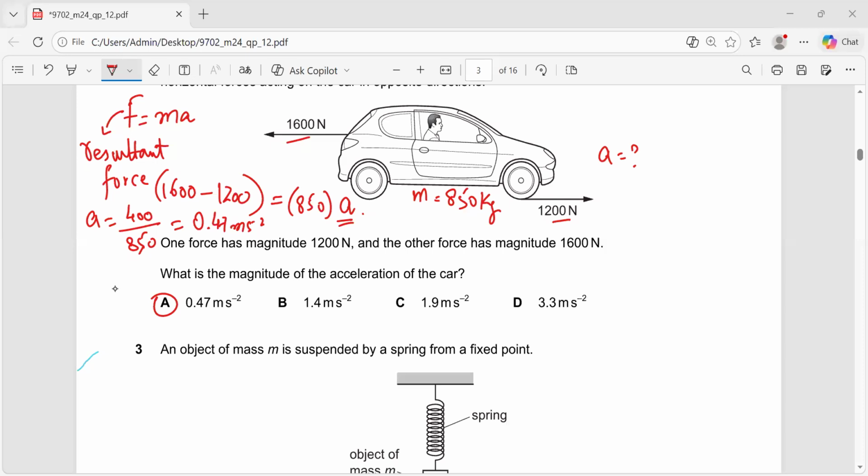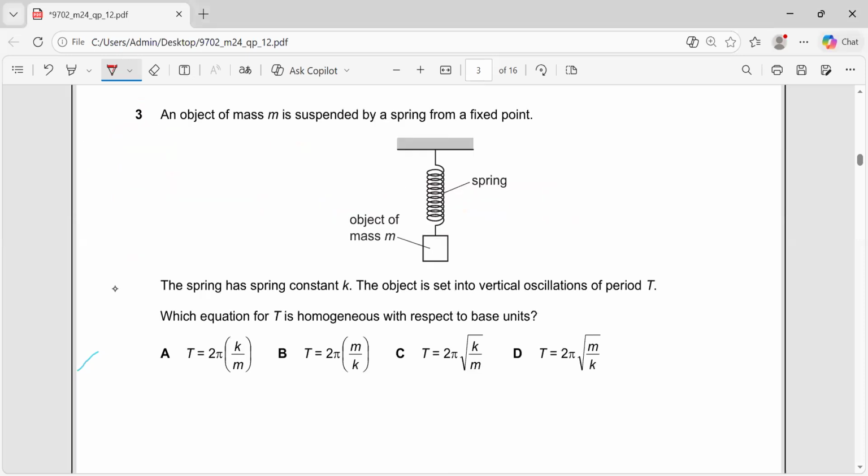Question number three says, an object of mass m is suspended by a spring from a fixed point. So this is a spring. Wherever there is a spring, there will definitely be a spring constant as well. The object is set into vertical oscillation of period T. It asks which equation is homogeneous. I have taught you which equation is homogeneous.